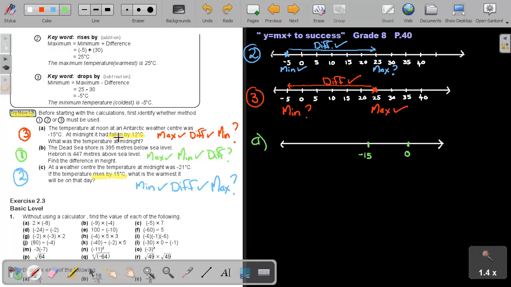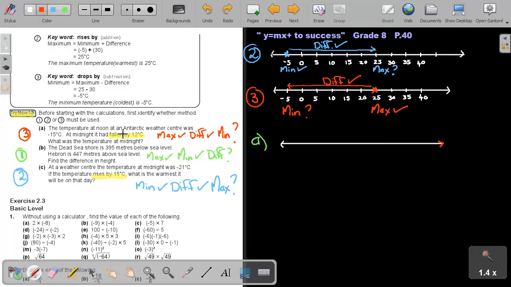And at midnight, it had fallen. Fallen, it means to the left. It's going down, and it's going down with 12 degrees Celsius. And they are asking me this one. I want to do that in the color that I indicated there. So let's just do it in red.